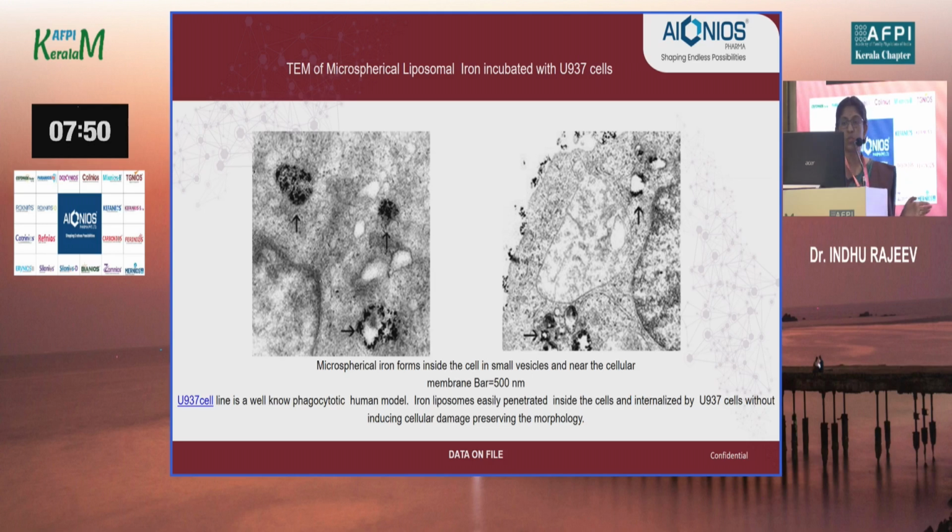These iron liposomes penetrated easily into the cells and were internalized by the U937 cells without inducing any cellular damage, preserving the morphology. This is about the study.